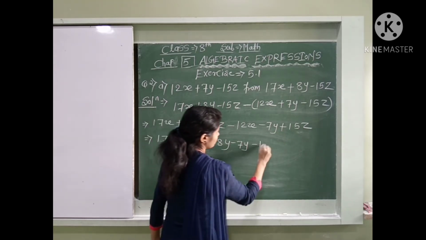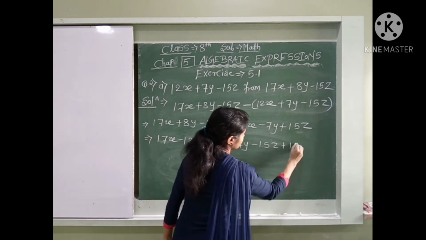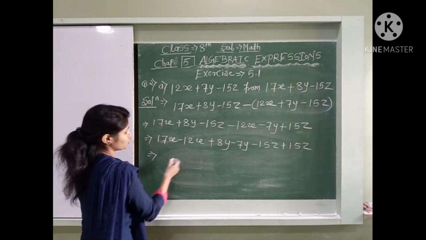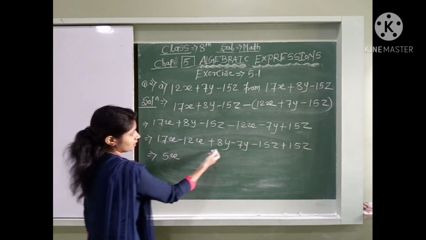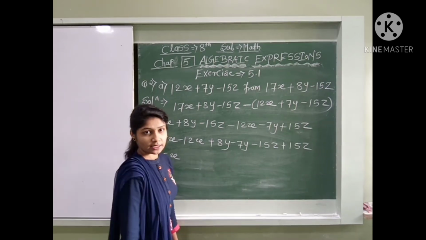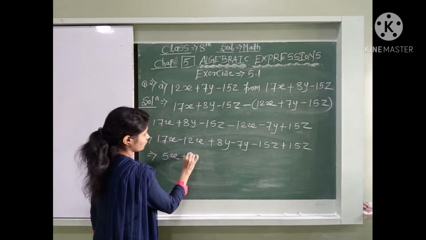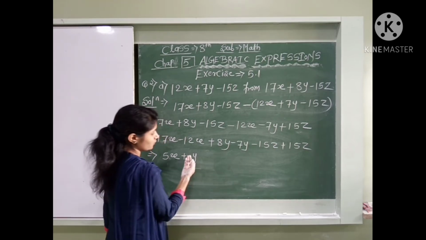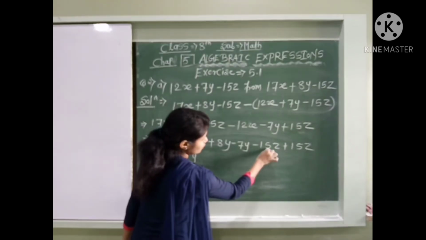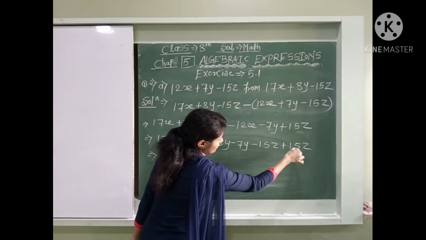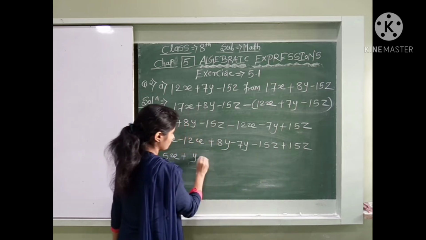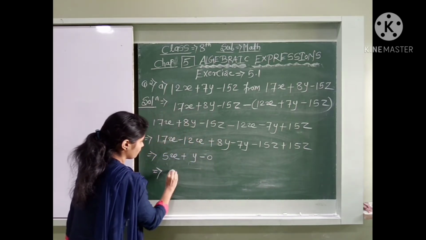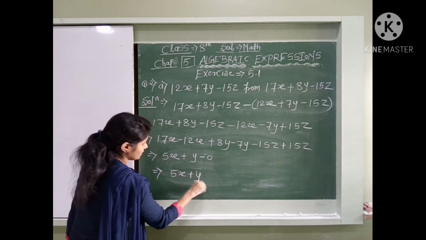Okay, minus 15z is the like term, 15z. Now after solving, 17x minus 12x is 5x. 8y minus 7y, 8 minus 7 is 1, so we write 1y. Only 1, then what is the coefficient? 1. Then minus 15z plus 15z is 0. So the actual answer is 5x plus 1y.